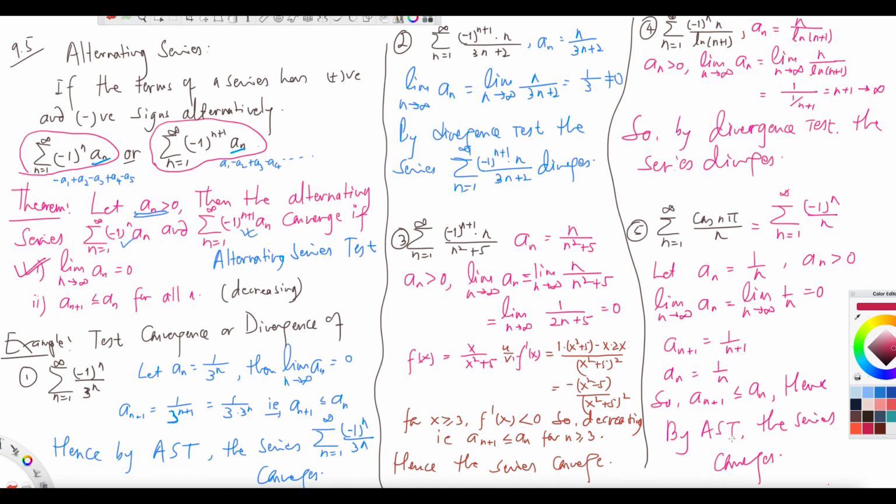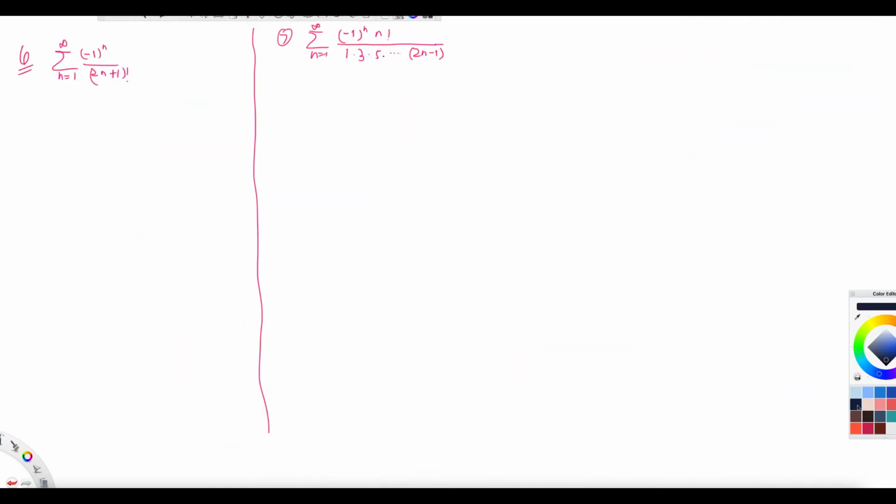So let us see some more examples, and then we will introduce a new concept there. Okay, guys. Let us see another example, that is negative 1 to the n over (2n plus 1) factorial. This is an alternating series, right? So let us take a sub n equal to 1 over (2n plus 1) factorial.